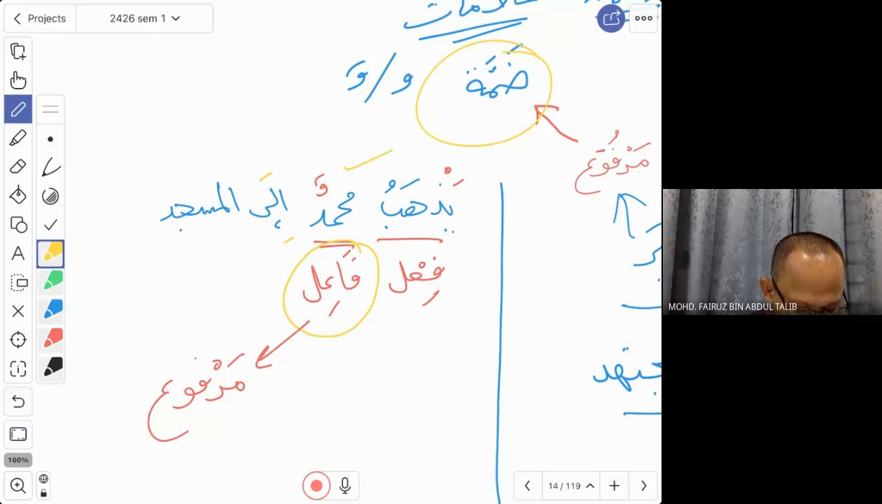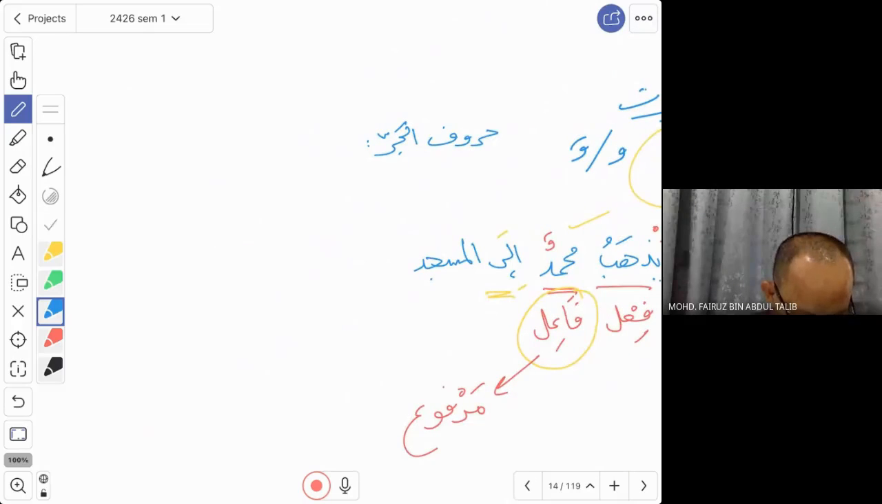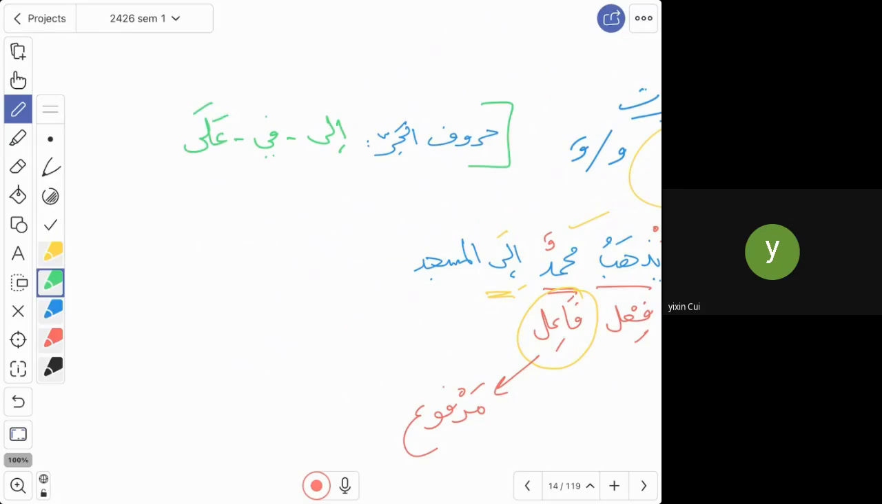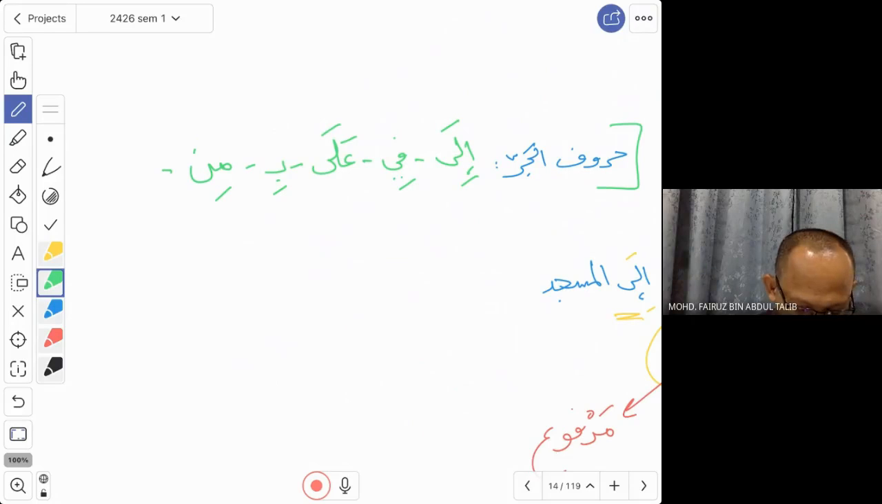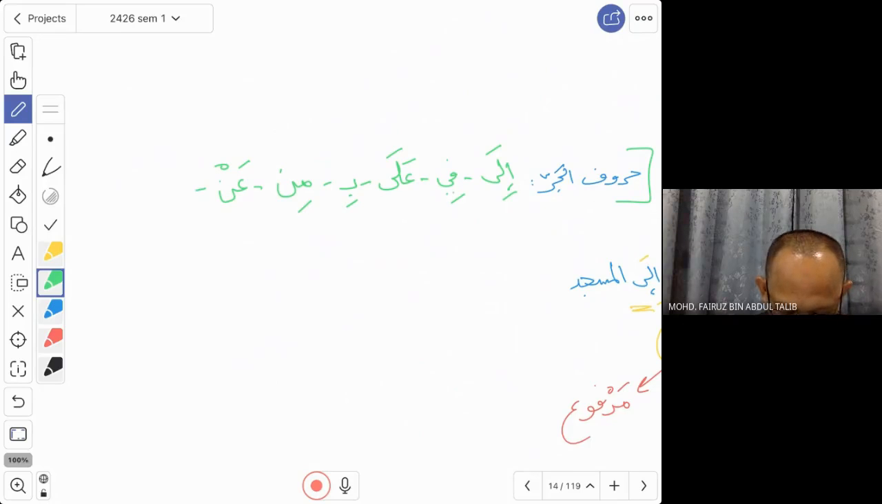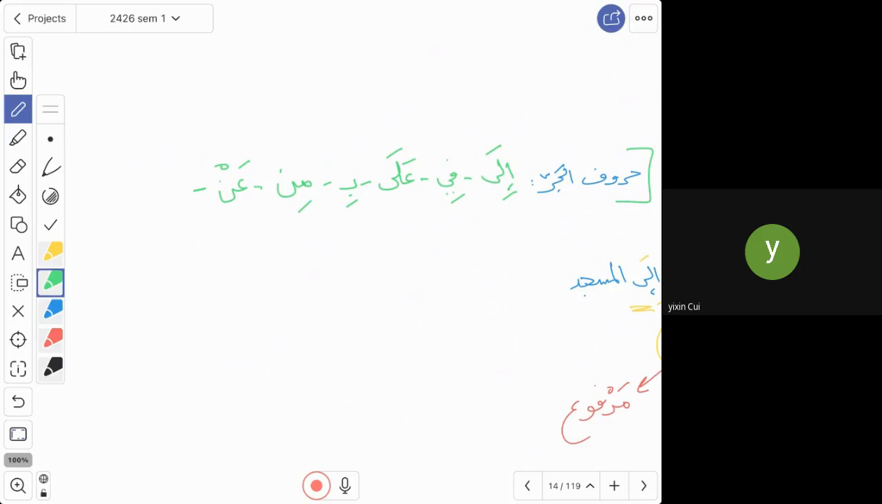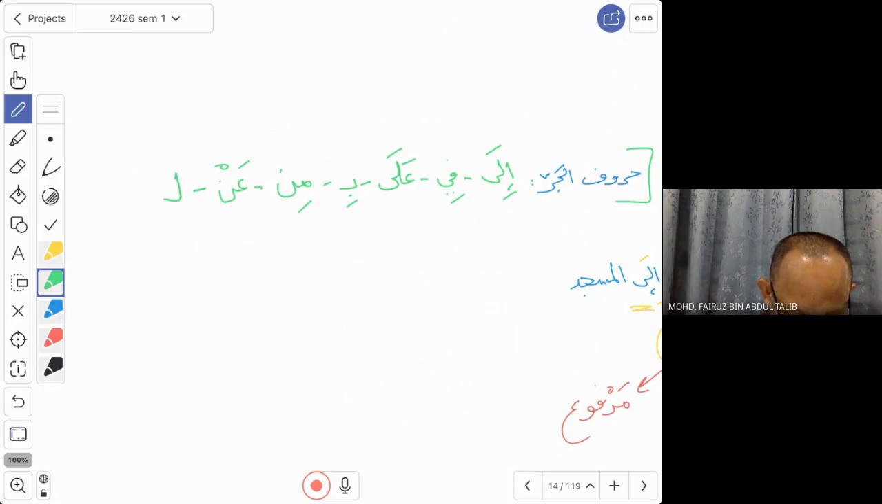And what happened when you have harful jar? Remember the huruful jar, what do you have? You have ila. What else? Fi, ala. Good. Min, or mina. Bi. An, about. Any other words? Li. Don't forget, this is also an important word. Li, for. So these are the most important huruful jar. Of course, there are several others, but these are the most important.